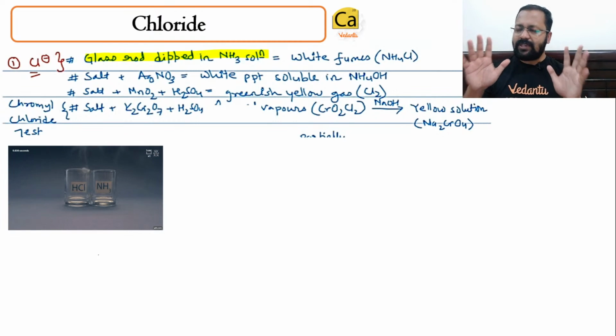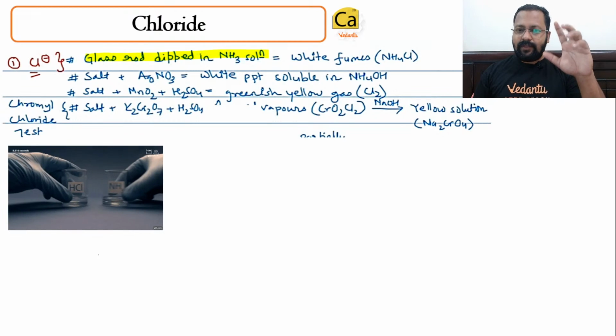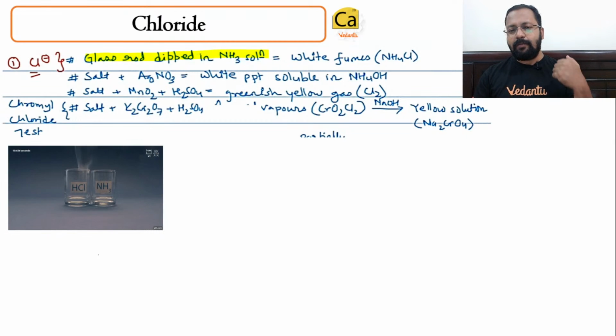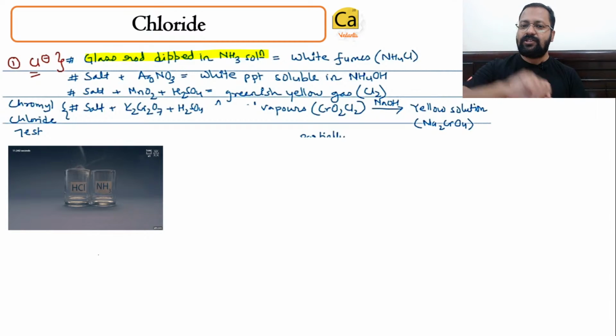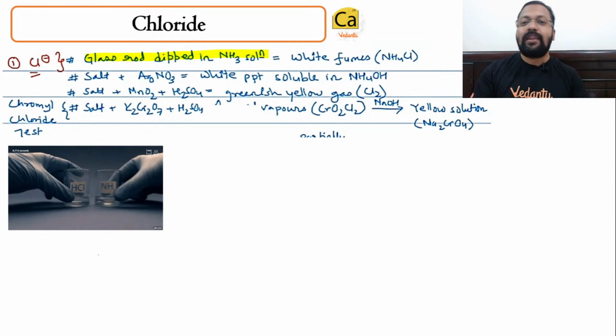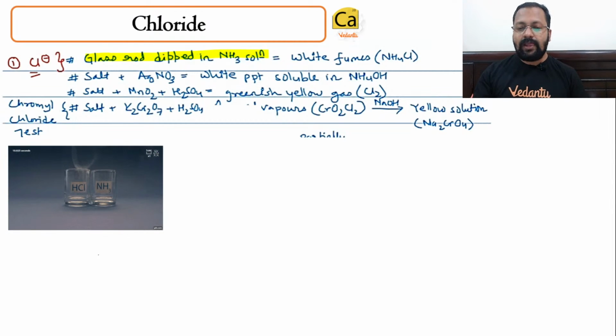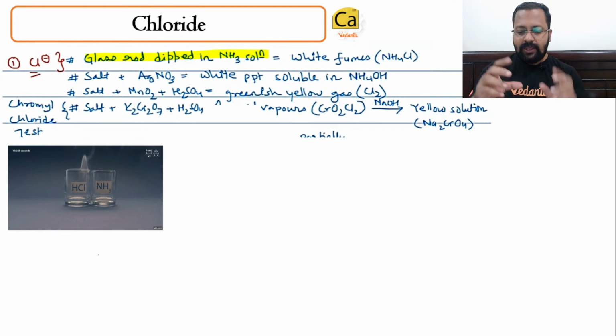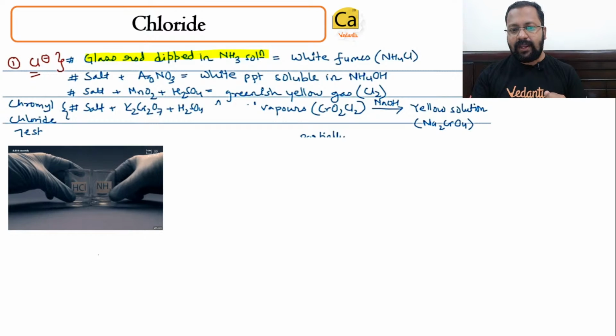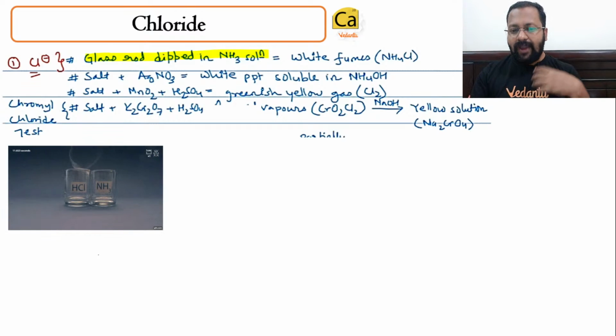A simple test. ये सबसे simple है. What we do is this, we had read in coordination compounds as well. So you take salt and you add AgNO3. You will get a white precipitate which is soluble in NH4OH. Please do remember, not just getting a white precipitate is important, but you have to check its solubility in NH4OH. So if you are getting a white precipitate, then why are you getting it?